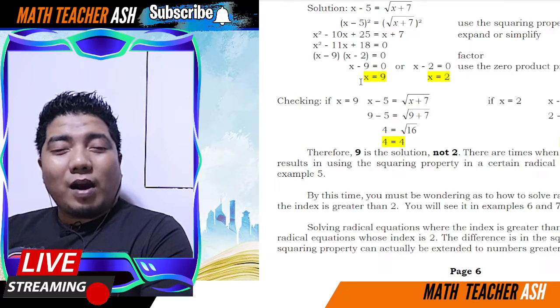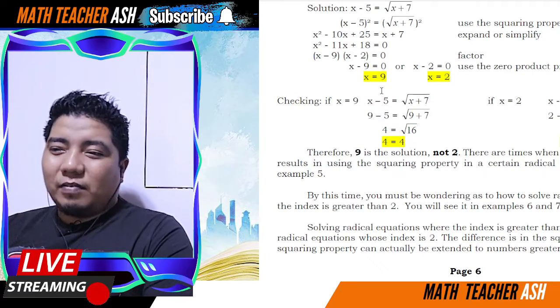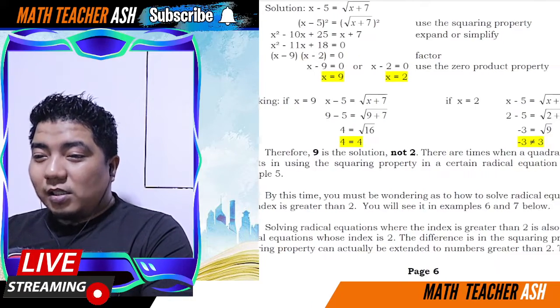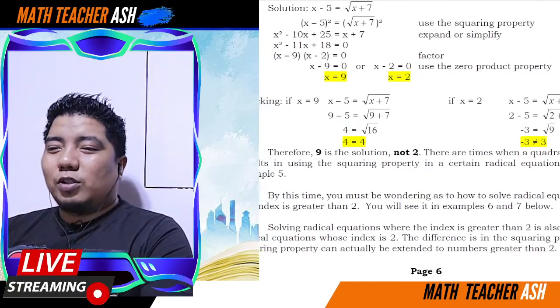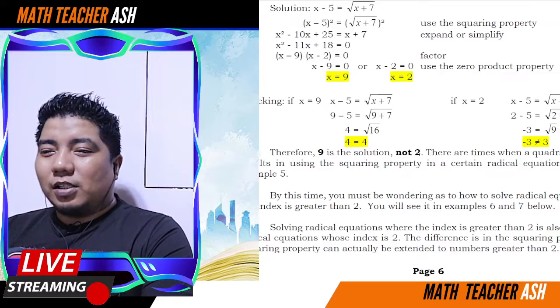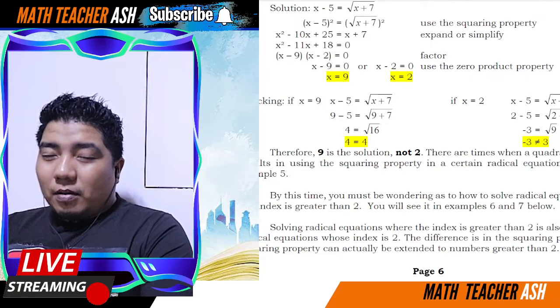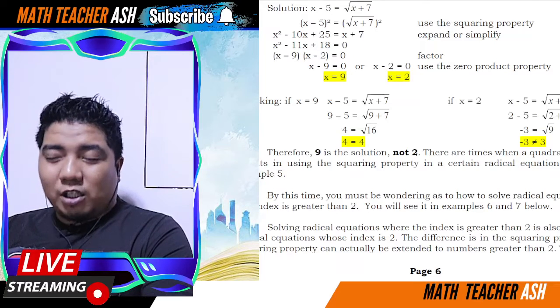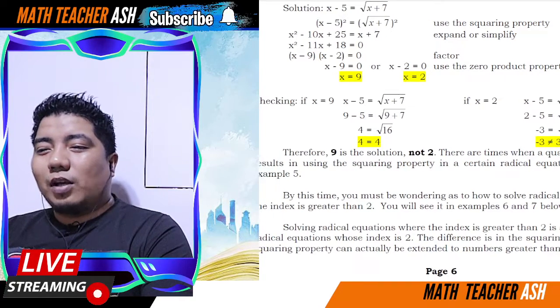So, therefore, dalawa ang value ng x mo. It could be positive 9 at positive 2. The question is, is this a correct solution? Okay, so ngayon, we will check our answers. Now, in checking, isosolve natin si 9, and then i-check din natin si 2. Okay, let's start with 9.